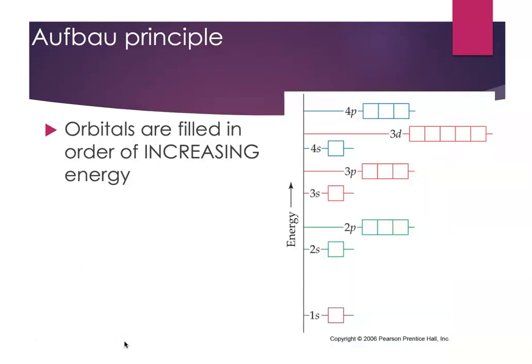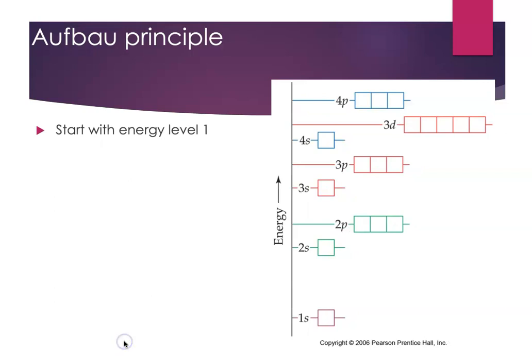The first rule for writing electron configurations is called the Aufbau Principle. And the Aufbau Principle tells us that when we're writing a ground state configuration, the lowest energy arrangement, we fill our orbitals in order of increasing energy. We're going to start with our lowest energy orbital, which is the s orbital in energy level 1, fill that up, then go to energy level 2, and so on. Once the s orbital in energy level 1 is completely occupied, we'll go to the s orbital in energy level 2. After the 2s orbital is filled, we can go to the 2p sublevel. After 2p, we can go to 3s.